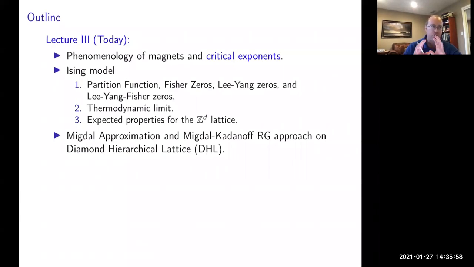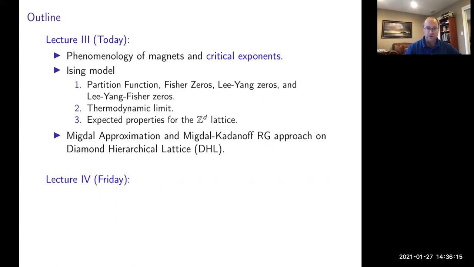And I want to go pretty slowly and try to explain everything at a gentle level. I'm hoping that this is useful for students and postdocs. And so I apologize to experts that I'm not going to be saying too many things that are exciting for experts. So that's the plan for today.